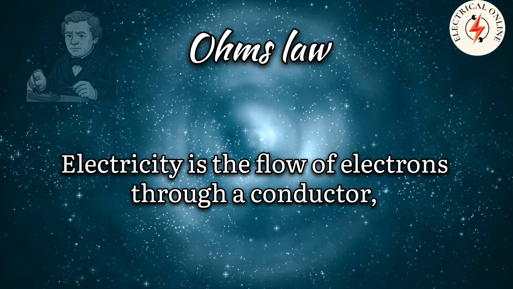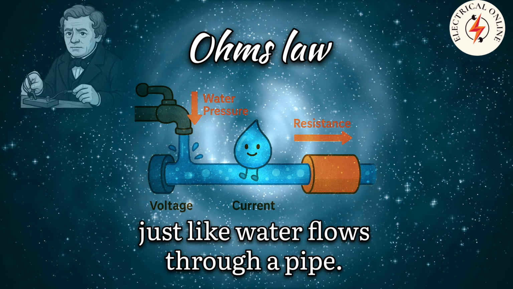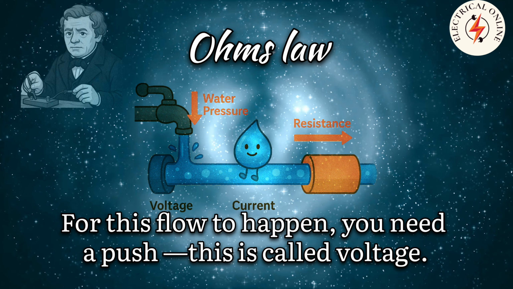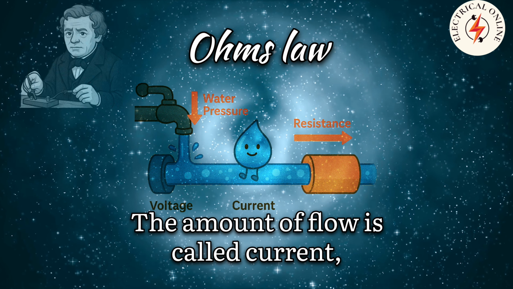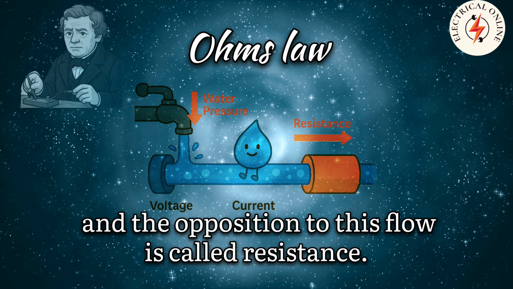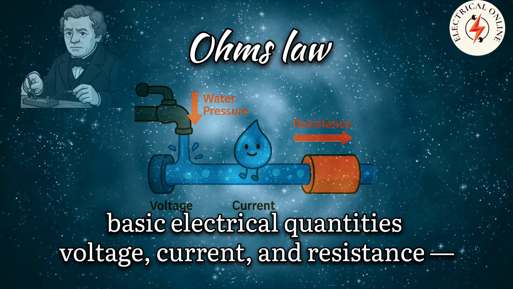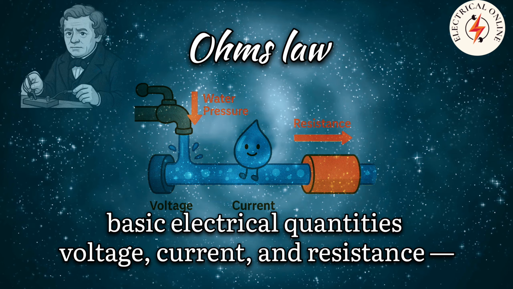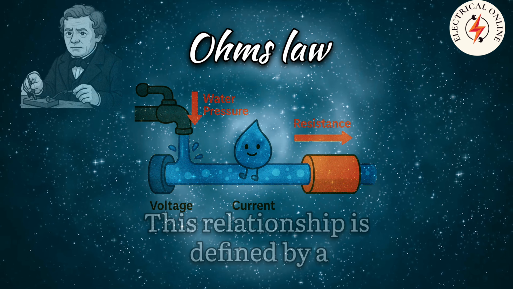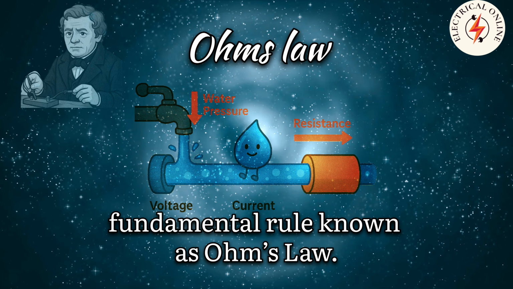Electricity is the flow of electrons through a conductor, just like water flows through a pipe. For this flow to happen, you need a push. This is called voltage. The amount of flow is called current, and the opposition to this flow is called resistance. Understanding the relationship between these three basic electrical quantities, voltage, current, and resistance, is essential in every electrical system. This relationship is defined by a fundamental rule known as Ohm's law.